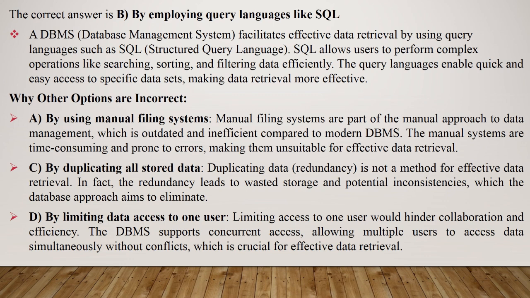This is also not the database approach. Limiting access to one user would hinder collaboration and efficiency. The DBMS supports concurrent access, allowing multiple users to access data simultaneously without conflict, which is crucial for effective data retrieval. Limiting data access to one user is also false. D is false. And because of this, B is the correct answer for data retrieval.